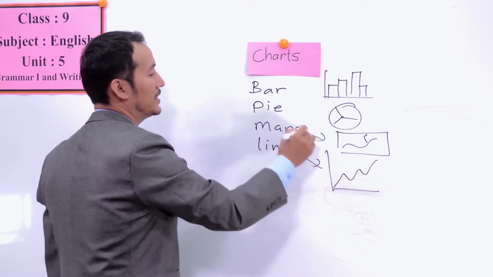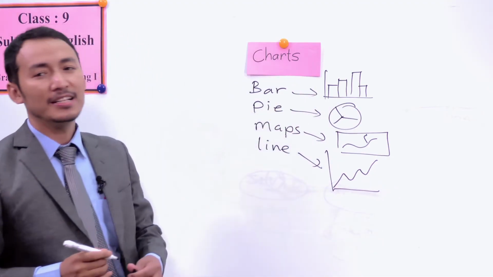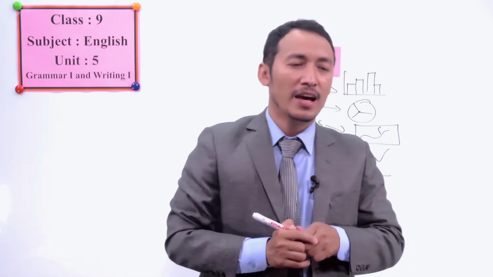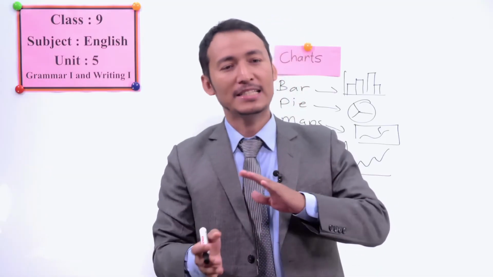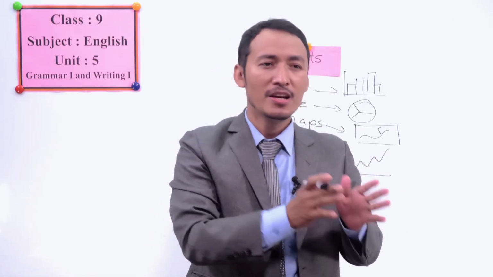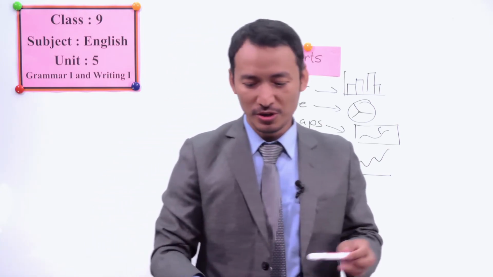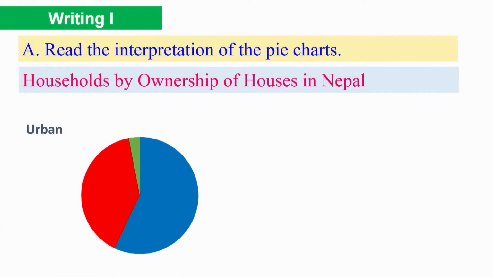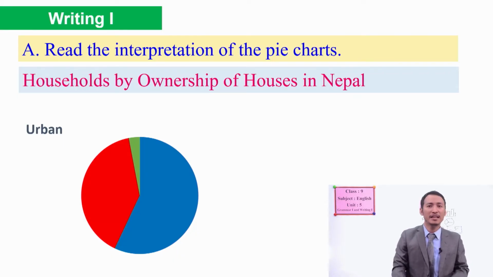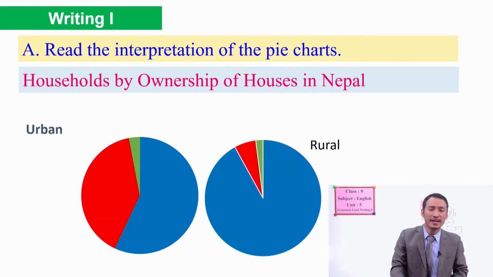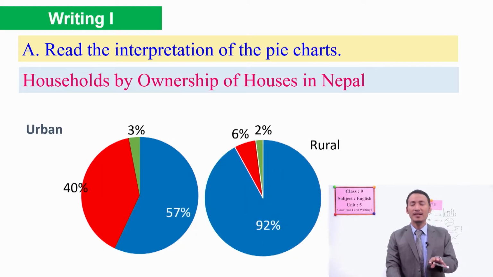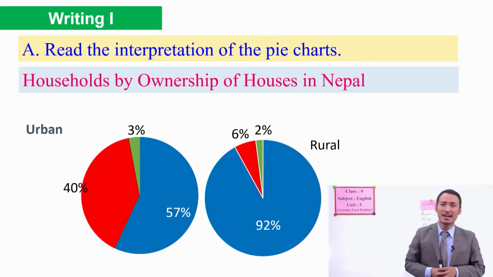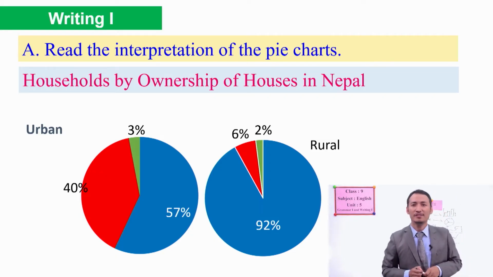Okay, students, so these are called charts, and these charts express different information. They show different data, different changes happening from the past to the present, from one place to another place. Now let me show you here in our book. We have an example of households by ownership of houses in Nepal. How people are owning their house, or how the household conditions are in Nepal in comparison between urban area and rural area. Let's study this chart first before we read the actual description of this chart.